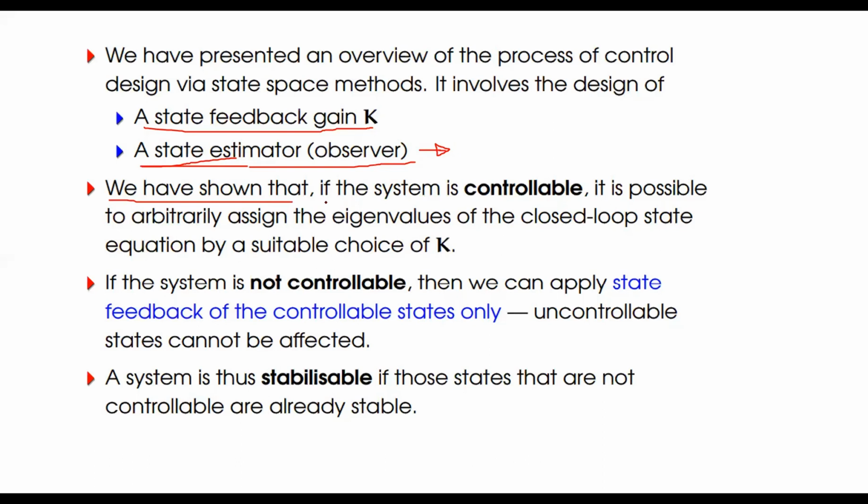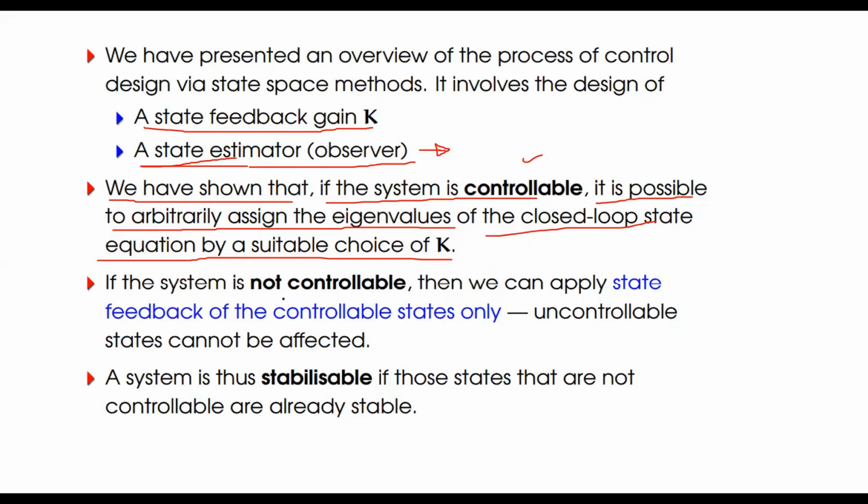We have to show that the system is controllable. It is possible to arbitrarily design the eigenvalues of the closed loop state equation by suitable choice of K. What he is going to explain: if the system is controllable, it is possible to assign eigenvalues of the closed loop system state equation. So the pole is located on the right side or left side, whatever it is.